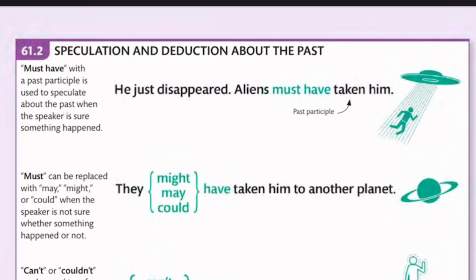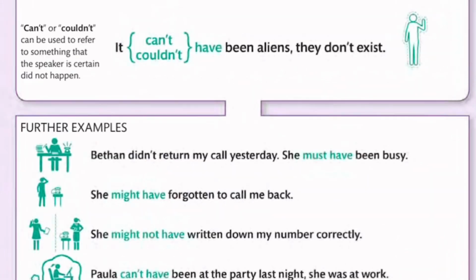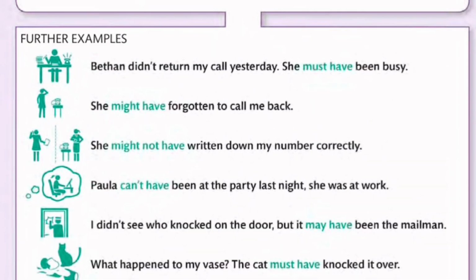Can't and couldn't can be used to refer to something that the speaker is certain did not happen. It can't have been aliens. They don't exist. It couldn't have been aliens. They don't exist.